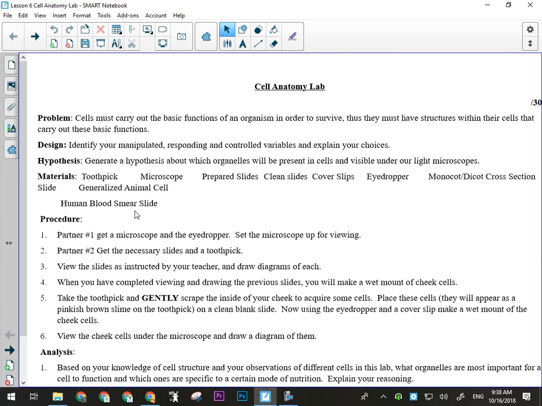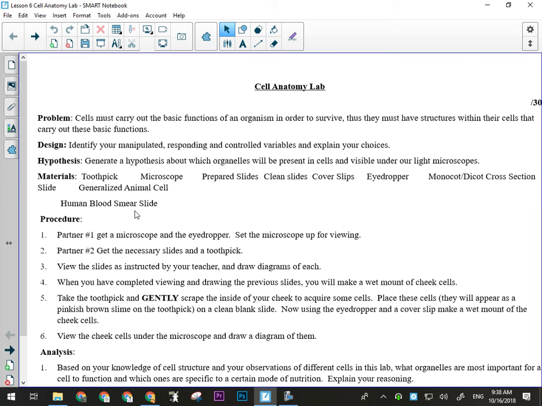The purpose of the cell anatomy lab is that we want to find out what parts of a cell are common in many different cells, and as a result are the most important or are carrying out important, or let's say basic, functions. So the problem we're investigating here is cells must carry out the basic functions of an organism in order to survive. Point number 2 of the cell theory. Thus, they must have structures within their cells that carry out those basic functions.